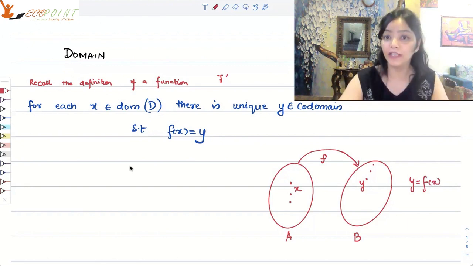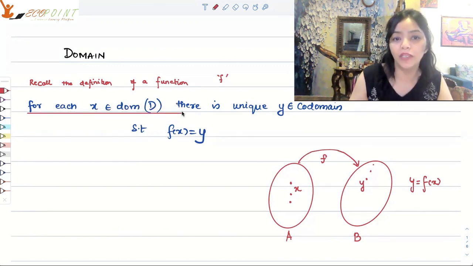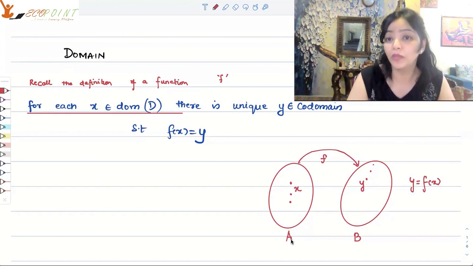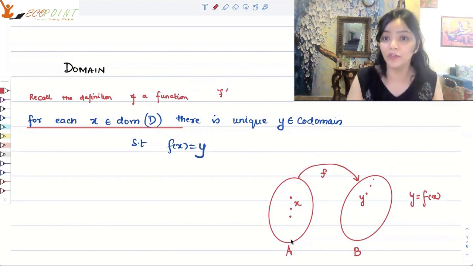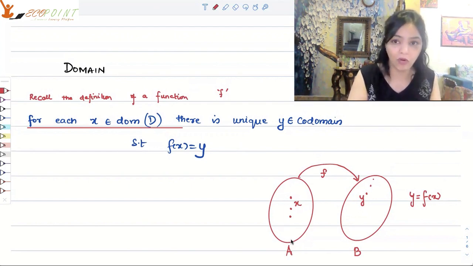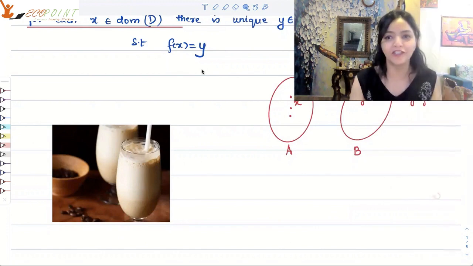For any particular relation to be a function, every input in A must have an image in B. For each x belonging to the domain D, here I've just given it a name A, there should be a unique image. Let's not talk about the unique image part right now, but let's talk about the part that for each x belonging to the domain. So the crux of the story here is that we call the input set, the valid input set, domain for any particular function.